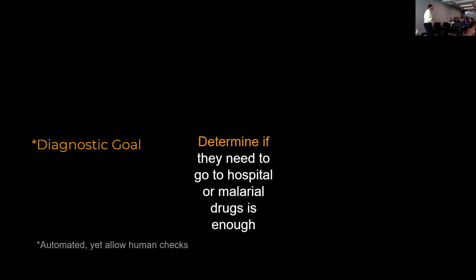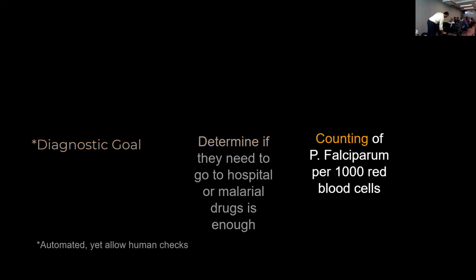So the main goal of the product was to determine if this person actually has the disease or not, and if this person can be given a drug and sent home, or they need more complex procedures and need to be sent to the hospital. Which means, at a deeper level, they need to count the number of malarial parasites per 1,000 blood cells. So that's the way they count.